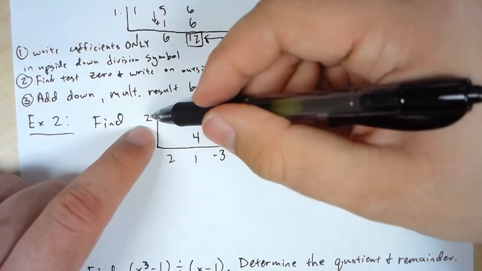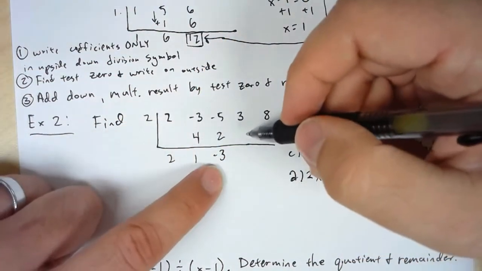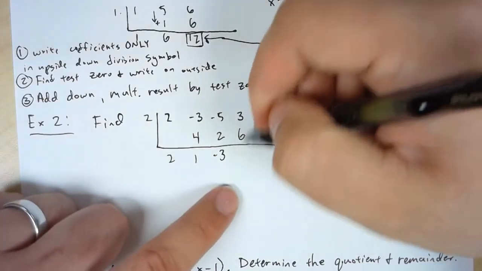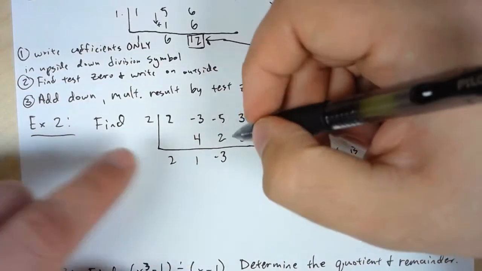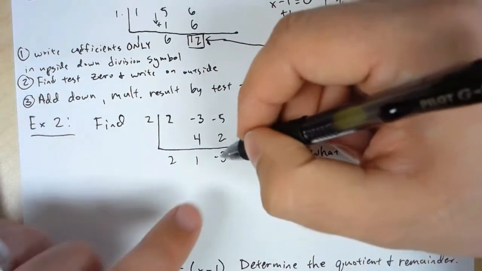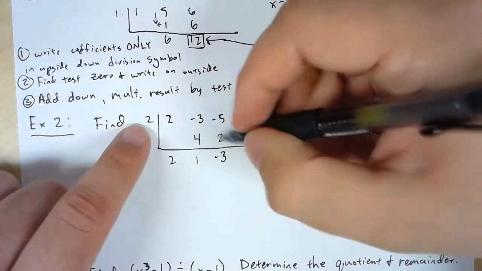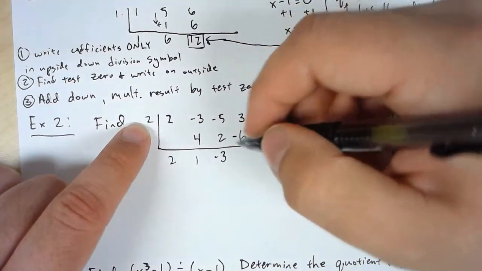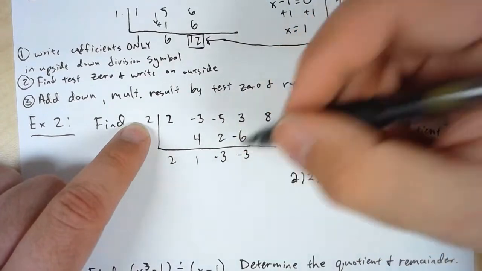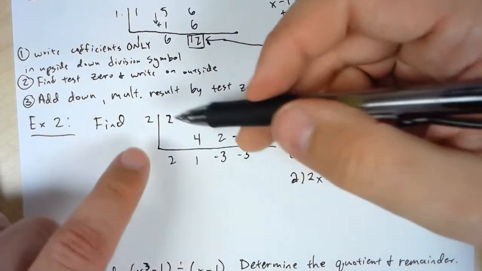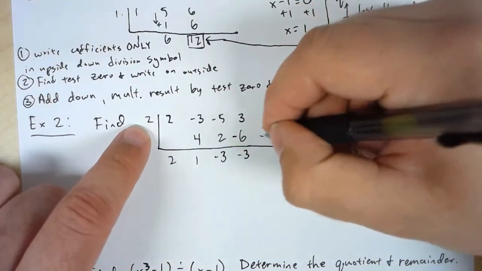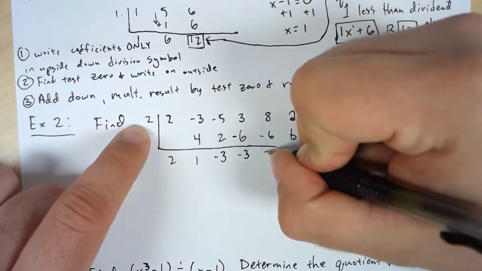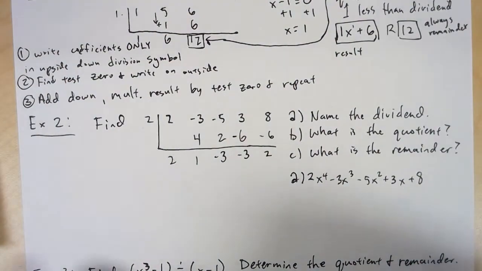Multiply by your test number. Negative 3 times 2 is going to give us 6. Add straight down. 3 plus 6. Oh, no, not 6. This is a point where we can make mistakes. Negative 3 times 2 is negative 6. 3 plus negative 6 is negative 3. Negative 3 times 2 is again negative 6. 8 plus negative 6 is positive 2. Part B, what's the quotient?